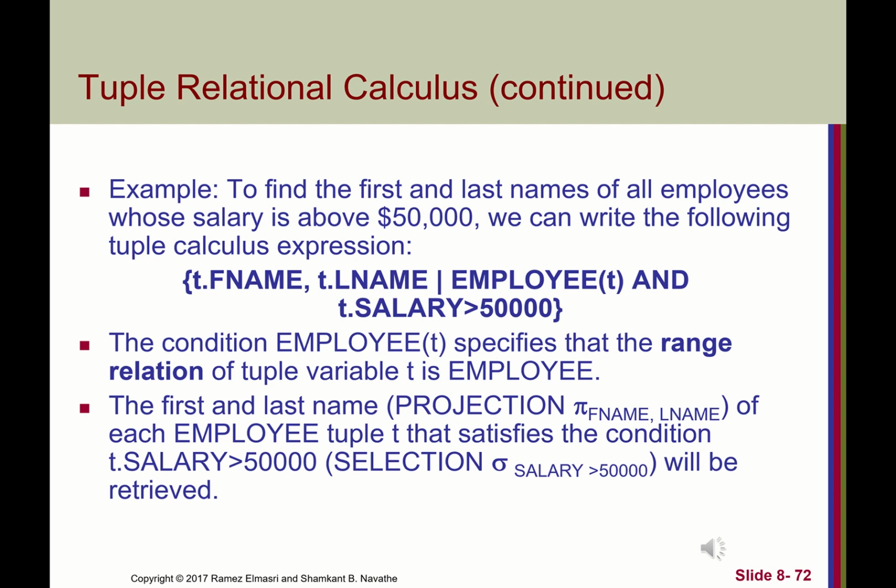Example: to find the first and last names of all employees whose salary is above $50,000, we can write the following tuple calculus expression: {t.fname, t.lname | employee(t) and t.salary > 50000}. The condition employee(t) specifies that the range relation of tuple variable t is employee. The first and last name, projection π fname, lname, of each employee tuple t that satisfies the condition t.salary > 50000, selection σ salary > 50000, will be retrieved.